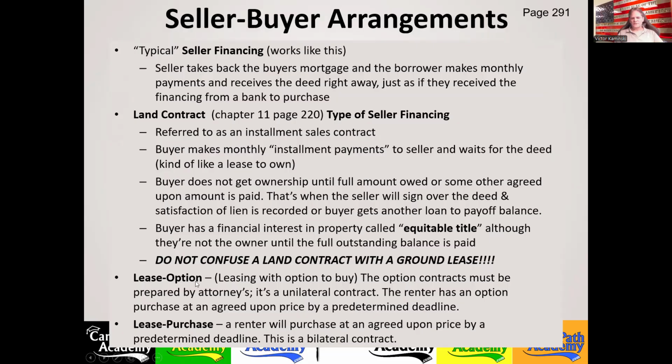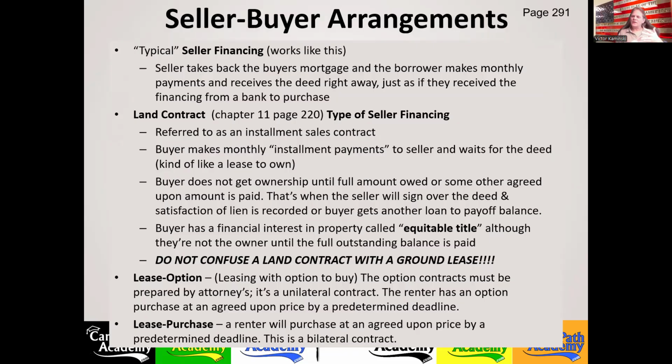Then we have lease options. A lease with an option to buy. Any contracts that have option agreements must be prepared by attorneys. We don't prepare these. So somebody's buying a property and they have the option to purchase it at a pre-agreed upon purchase price by a pre-agreed upon deadline.